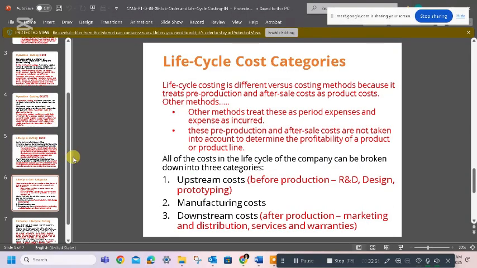And they divide these costs into three. Can you see there are three headings: upstream cost, manufacturing cost, downstream cost. Upstream cost means before you start manufacturing: research and development, design cost, prototyping cost, getting the approvals, legal cost, all that is upstream cost. Manufacturing cost we know. Downstream cost is after manufacturing is over, like distribution, selling cost, commissions, marketing cost, all that. Marketing, distribution, after sale services, warranties, all that is downstream.